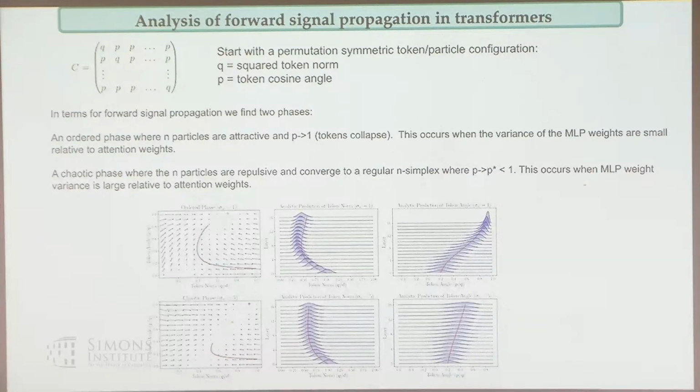Like, is the idea here that P would be near 1 at initialization? Oh, so P is just the chaotic. So in the chaotic situation, the way to understand it is P star is a property of the hyperparameters. You roughly think of it as the cosine angle that any simplex will converge to as it propagates through the system. And that's only a property of the hyperparameters of the system. P star is a function of the variance of the weights of the MLP, the variance of the weights of the attention, and so forth.